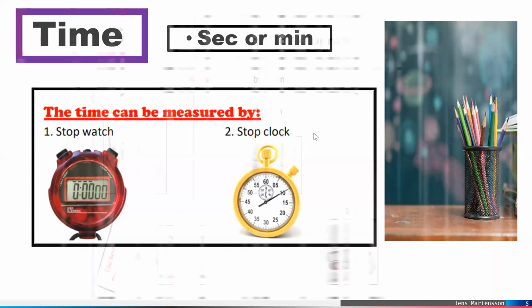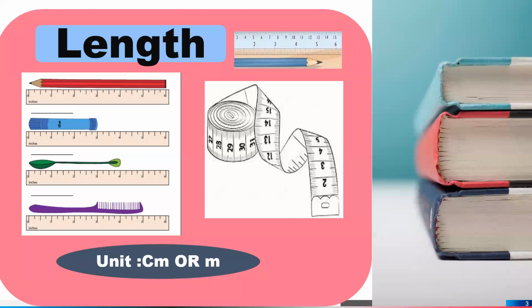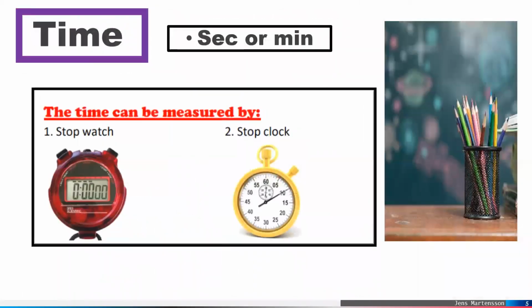As we can see, the mass, the time and the length are the three basic quantities, which can be measured directly from the apparatus or tools without any difficult or complicated measurements.